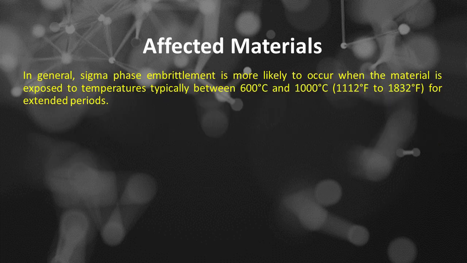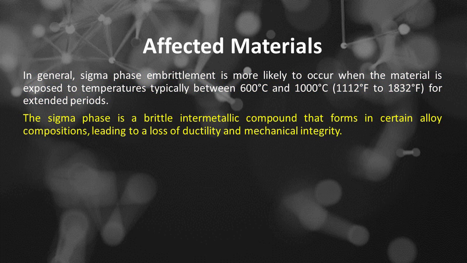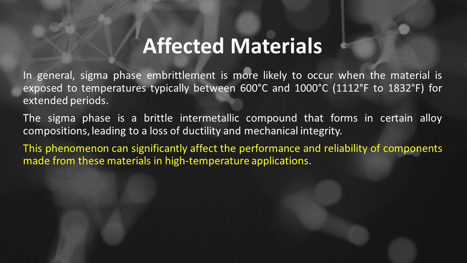In general, sigma phase embrittlement is more likely to occur when the material is exposed to temperatures typically between 600 degrees Celsius and 1000 degrees Celsius, or 1112 degrees Fahrenheit to 1832 degrees Fahrenheit, for extended periods. The sigma phase is a brittle intermetallic compound that forms in certain alloy compositions, leading to a loss of ductility and mechanical integrity. This phenomenon can significantly affect the performance and reliability of components made from these materials in high-temperature applications.